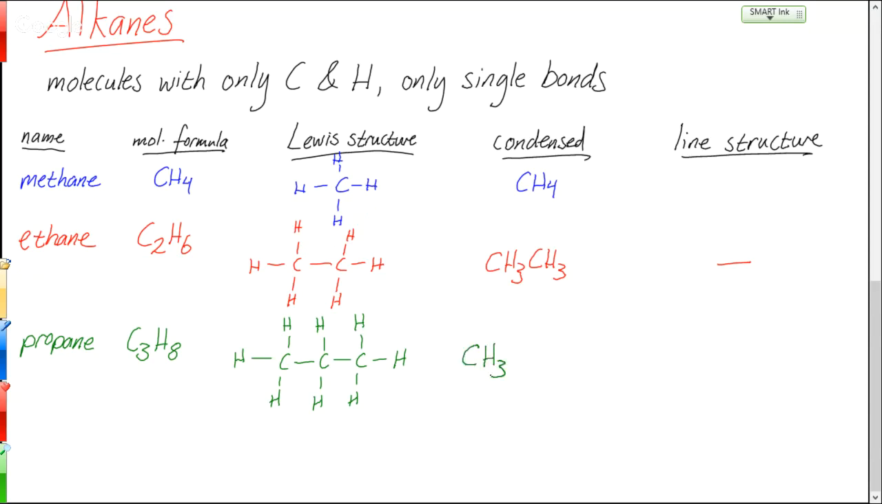So the condensed structure here is going to be CH3, CH2, CH3. And we can see how this first carbon has 3 hydrogens attached to it. The second one, 2. So that's the CH2. And then the third one, 3 again, CH3. And for this one, the line structure looks like this.